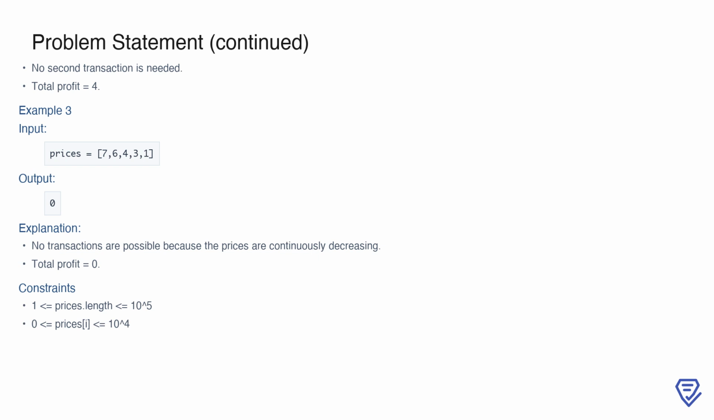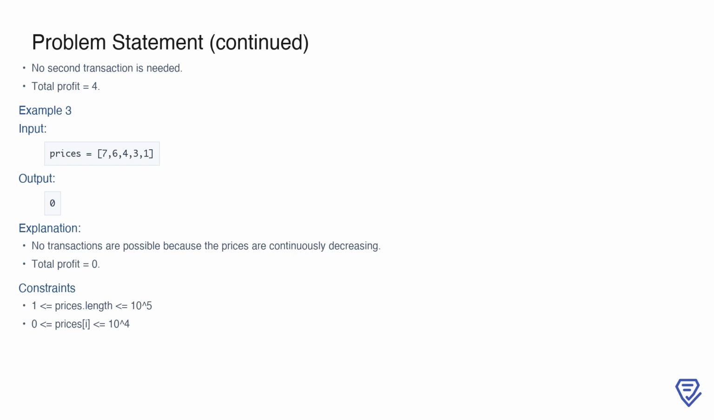Now, let's look at another example. If prices is 7, 6, 4, 3, 1, the output is 0. Here, no transactions can be made because the prices are consistently decreasing every day. This means there's no opportunity to buy low and sell high, so the total profit is 0.